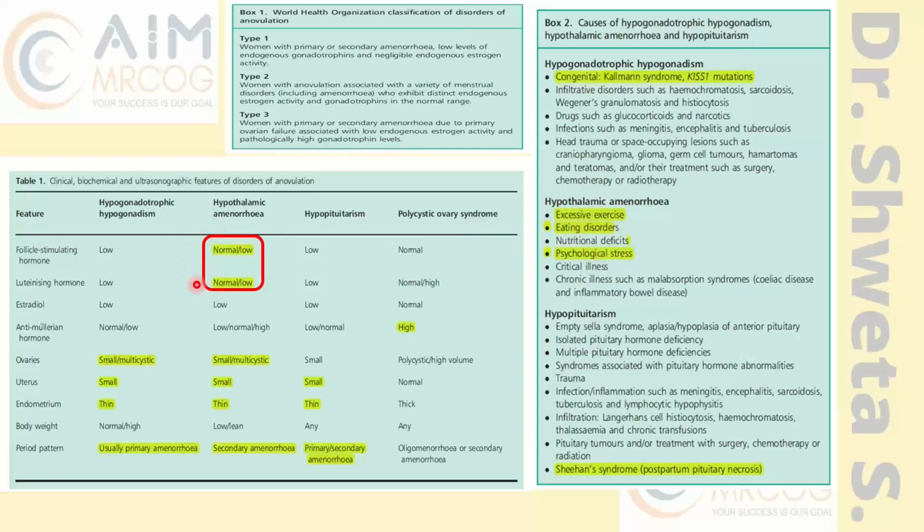So if you understand that this level could be normal in hypothalamic, you can easily choose hypothalamic amenorrhea for a woman who is thin, lean, BMI 17 or something like that. They will give you, and you can easily catch up. Am I clear about this?